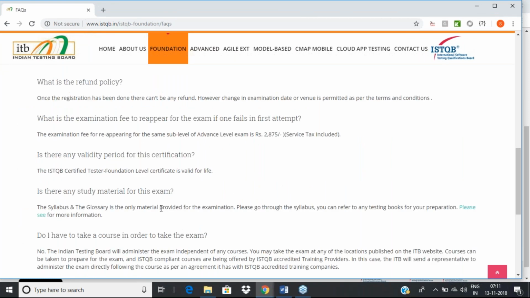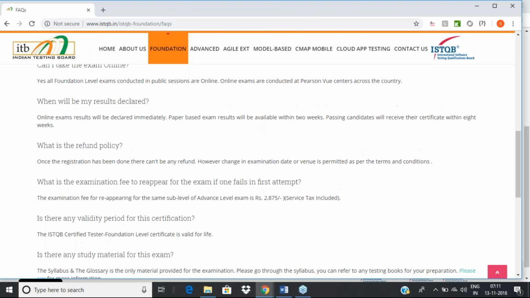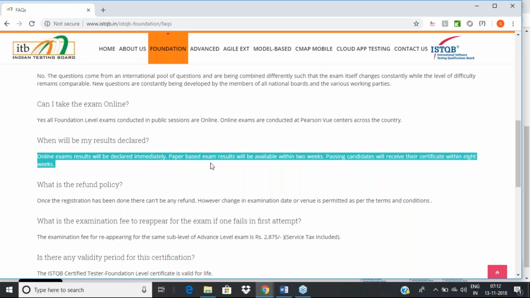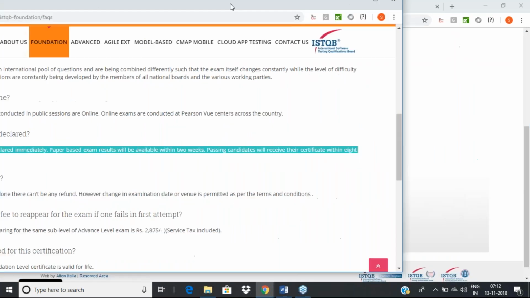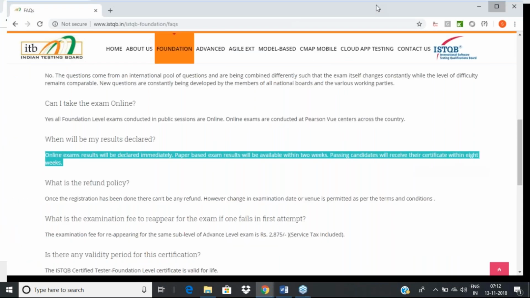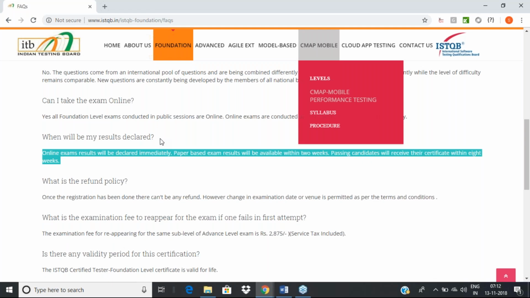And somebody was asking about when the results will be announced. So you will get instant results online, but obviously the certificate will be coming in a couple of weeks. 8 weeks they are saying, but you will get it in like 2 to 3 weeks, 4 weeks max. Can I use the ISTQB certification test in my logo and my resume? All that you can go through.